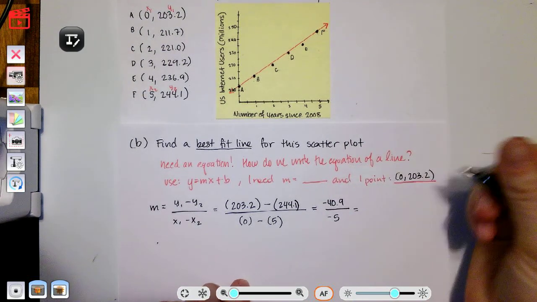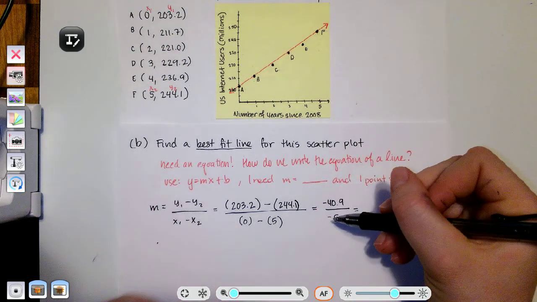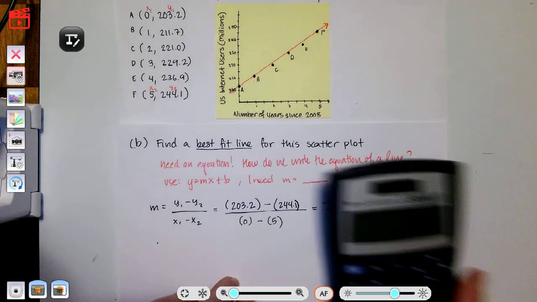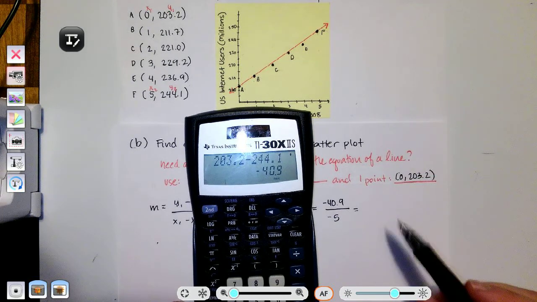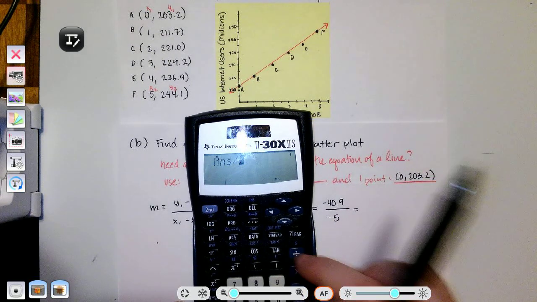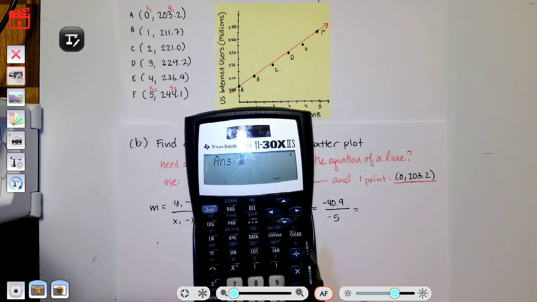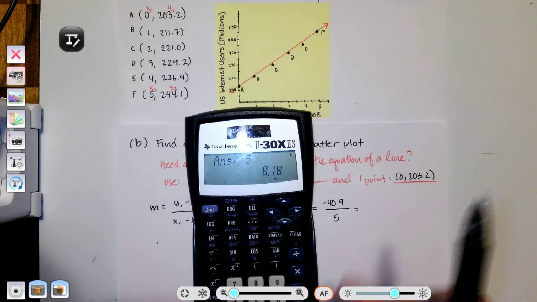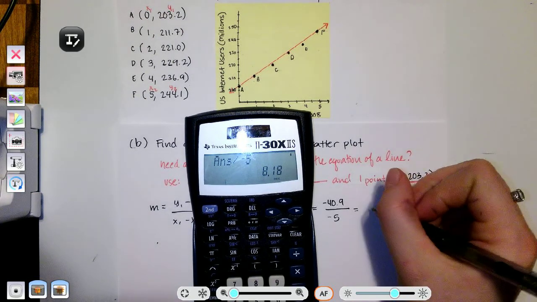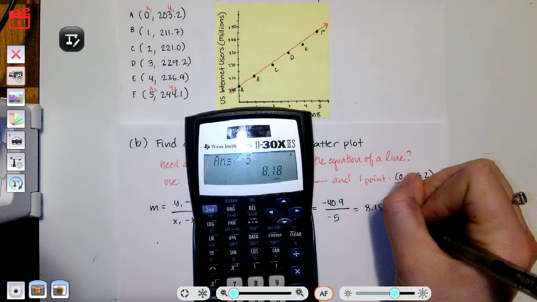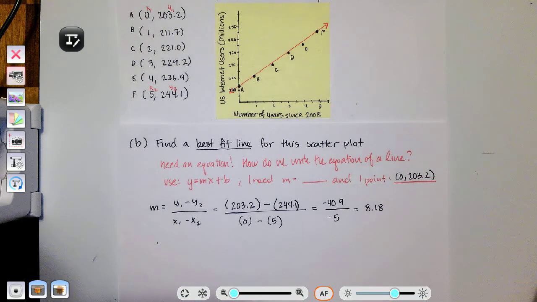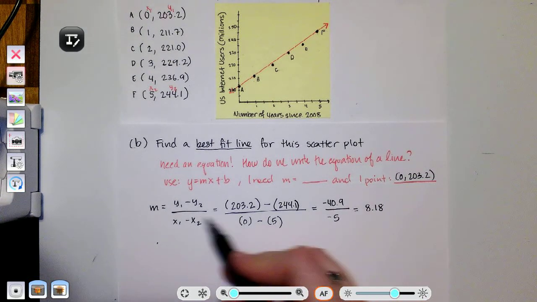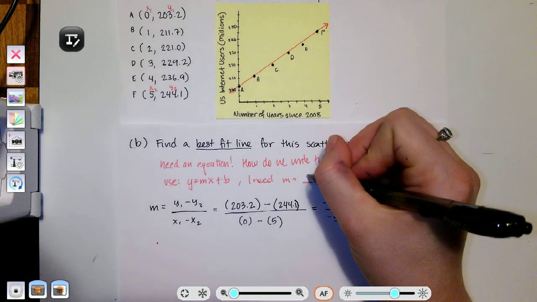So simplifying, negative divided by negative is going to be a positive number. Let's pull out my calculator again. It's negative 40.9, and we're going to divide that by negative 5, which gives us 8.18. So what is that value? Okay, 8.18 is my slope. That's what I was finding.